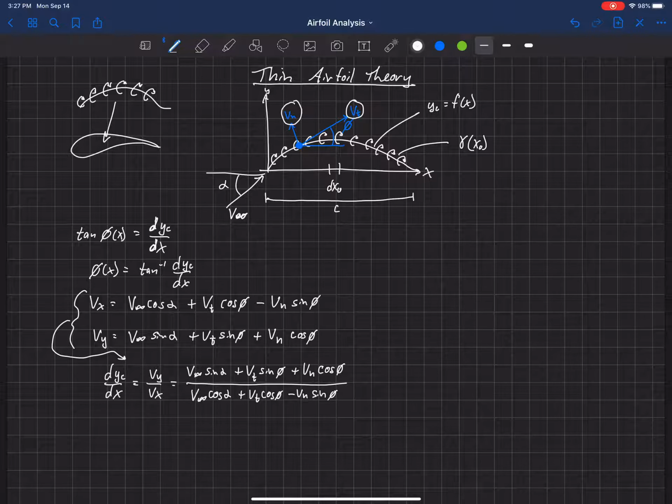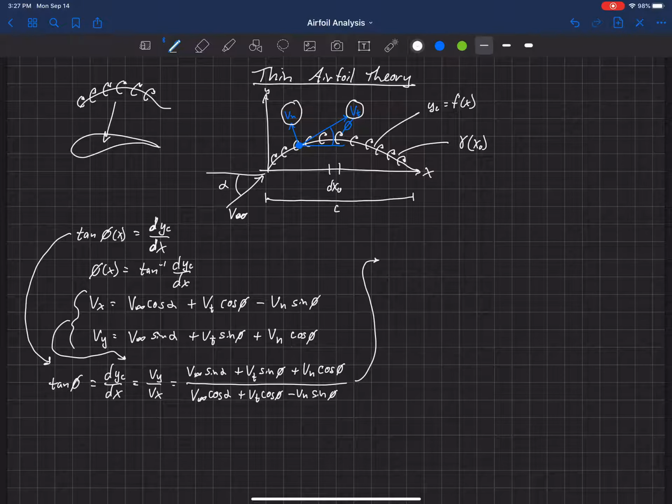Okay, and one last thing is that we also have this relationship here. I'm going to bring down and say that dyc/dx can also be expressed as the tangent of phi, okay, at any location. Okay, so let's now rewrite this equation. Let's just rearrange it a little bit.